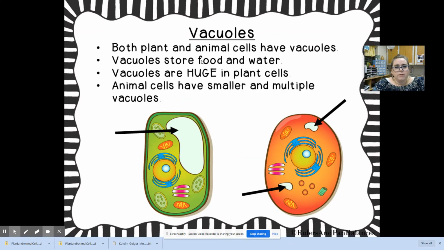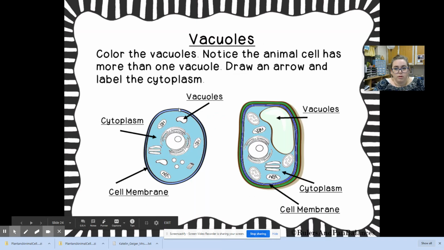All right, and then we had our vacuoles. Both plant and animal cells have vacuoles. A vacuole stores food and water. Vacuoles are huge in plant cells. Animal cells have smaller and multiple vacuoles. So you can see we labeled it. And the answer to the last blank was that vacuoles are like a refrigerator because they hold food and water. There they are.